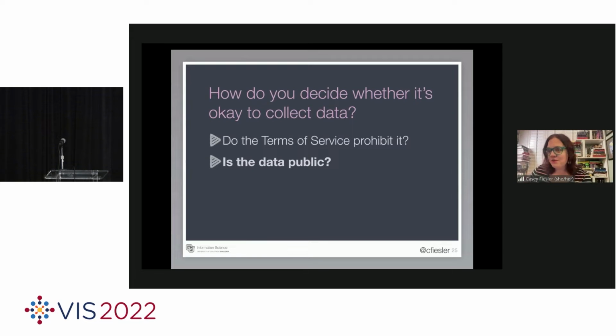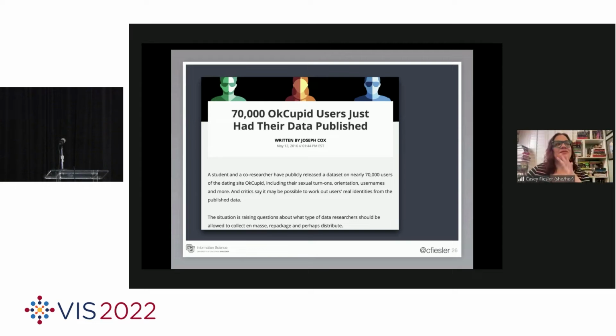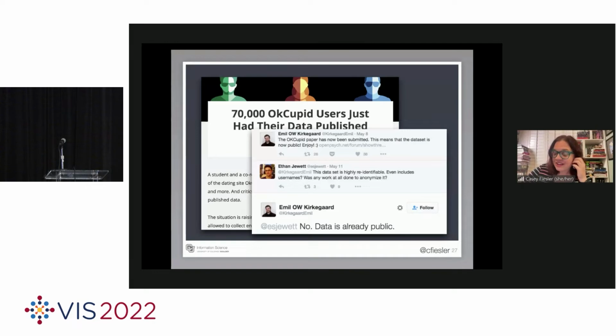And so that brings me to the other really common way that people tend to talk about whether you collect data or not, which is, is the data public? So public being the magic word here. And an example that always comes to mind for me is the OkCupid data set that was released publicly in 2016 without any anonymization at all. And so a number of people on Twitter pointed out, oh my gosh, you could connect real identities to the answers to highly personal sexual questions from this data set. Isn't that a problem? And the researchers said, the data is already public. So therefore it's definitely okay.